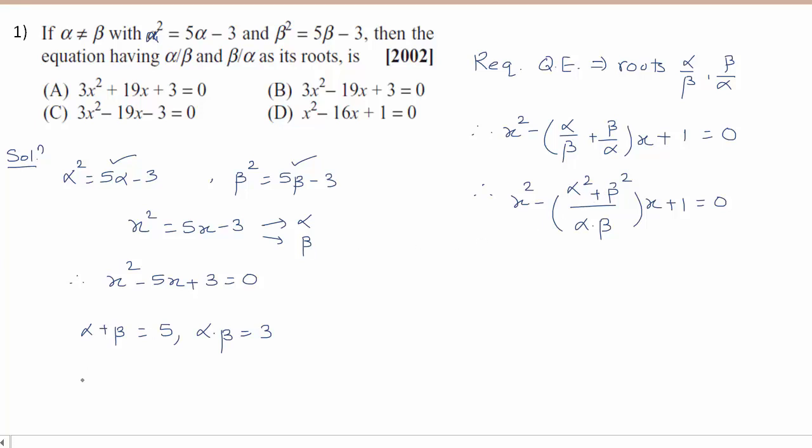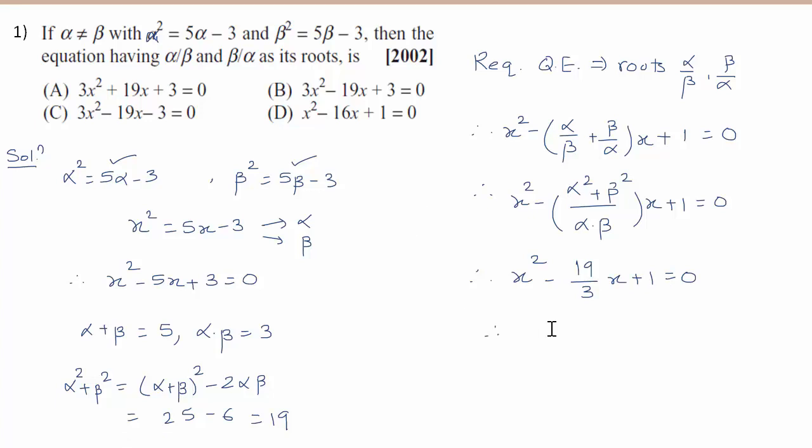We need alpha square plus beta square. Now alpha square plus beta square can be written as alpha plus beta the whole square minus 2 alpha beta, right? So from the obtained values it is 25 minus 6, which is 19. So we get the required quadratic as x square minus 19 upon 3 x plus 1 equal to 0. This becomes 3x square minus 19x plus 3 equal to 0 when we multiply by 3. So the correct answer is option B.